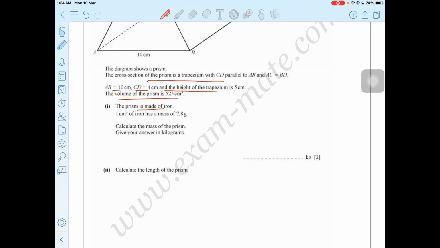the density, right? So density is mass upon volume, right? So this is 7.8. We have to calculate the mass. We have volume as 525, right? So this would be 7.8 multiplied by 525. This would be 4095. This would be divided by 1000 to get our answer in kg. So this would be 4.095. Okay.